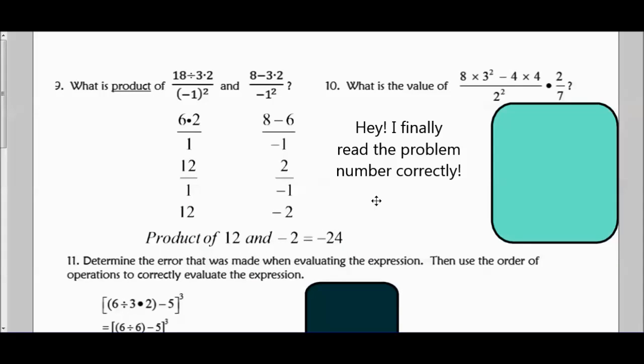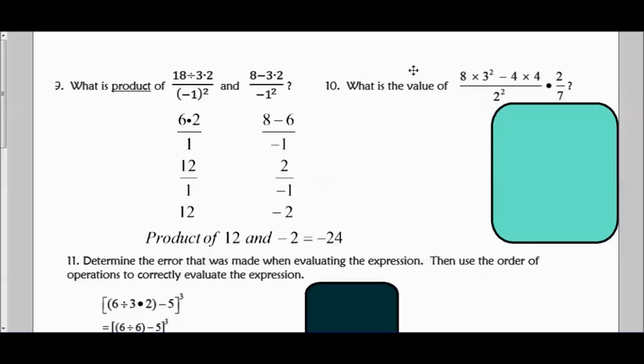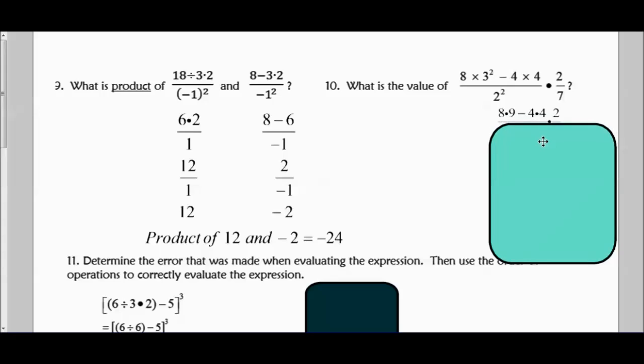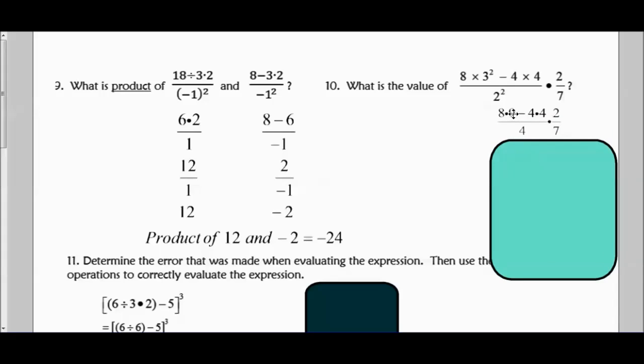Number 10 is asking what is the value of that whole thing, which is actually very similar to this question. It's saying what's the product of this thing and this thing. So let's again follow order of operations on top first. I'm going to change those x's into dots instead. I don't really want to use x's for multiplication anymore because we're really going to use that as a variable. So I'm changing those to dots, and I'm going to square that 3 on top. And I'm also going to square the 2 on the bottom. So that changes to a 9 and that changes to a 4.